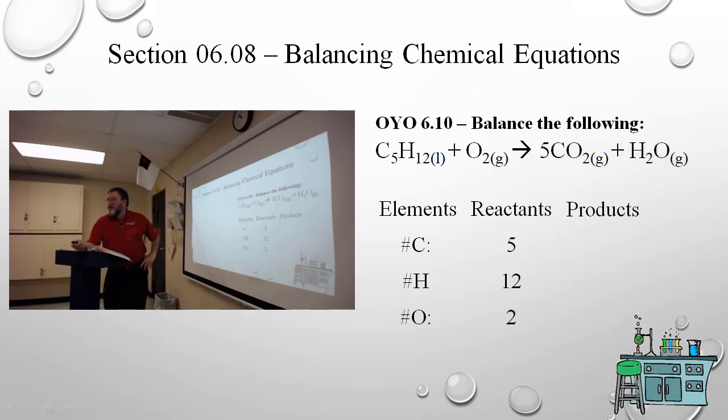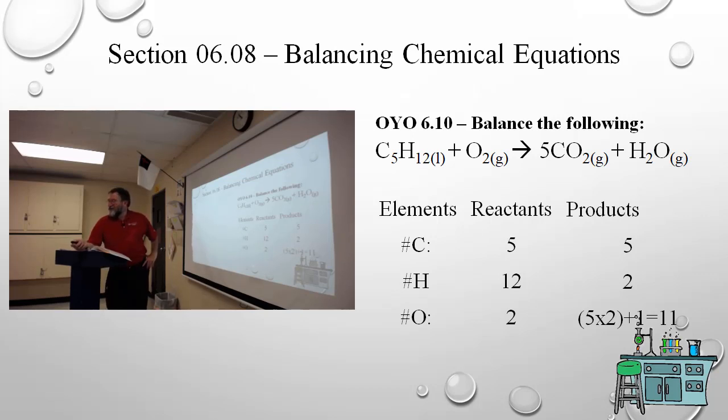But because you changed the coefficient of a product, we're going to recount all the products. So what is that count? Okay, 5 sets of 1. Hydrogen is 1 set of 2, and oxygen is 5 sets of 2 and 1 set of 1, which is 11. Okay, next person.